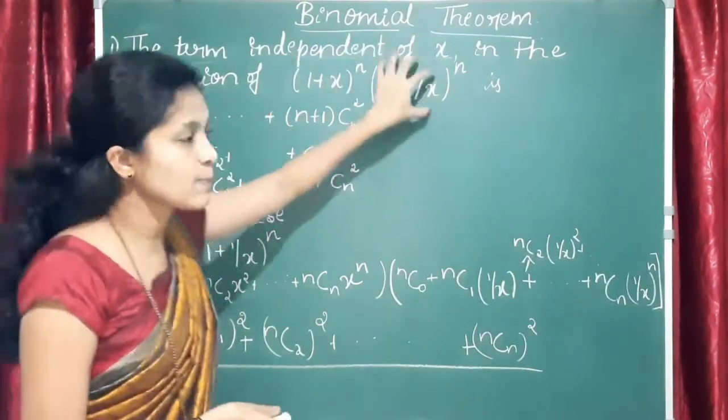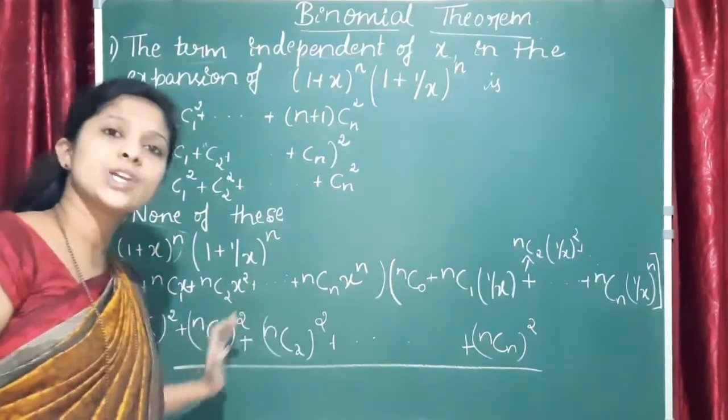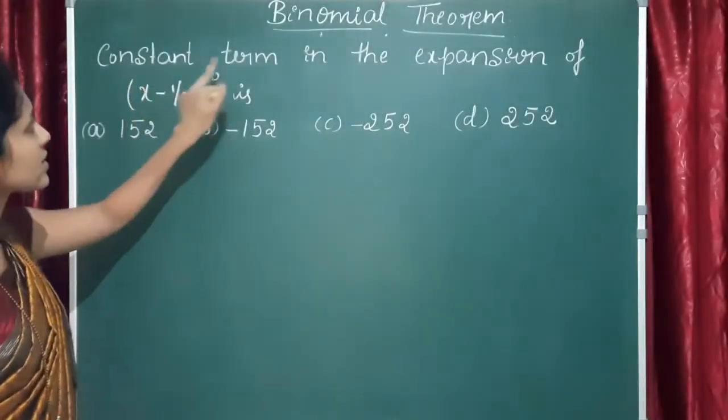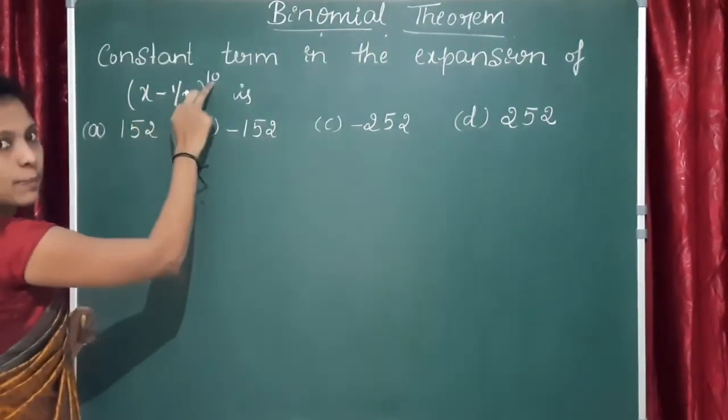So in this expansion, you are finding the term independent of x. So you have to multiply each and every term and you have to check. So the answer will be option C. Next problem. Constant term in the expansion of (x minus 1 by x) whole to the power 10 is.